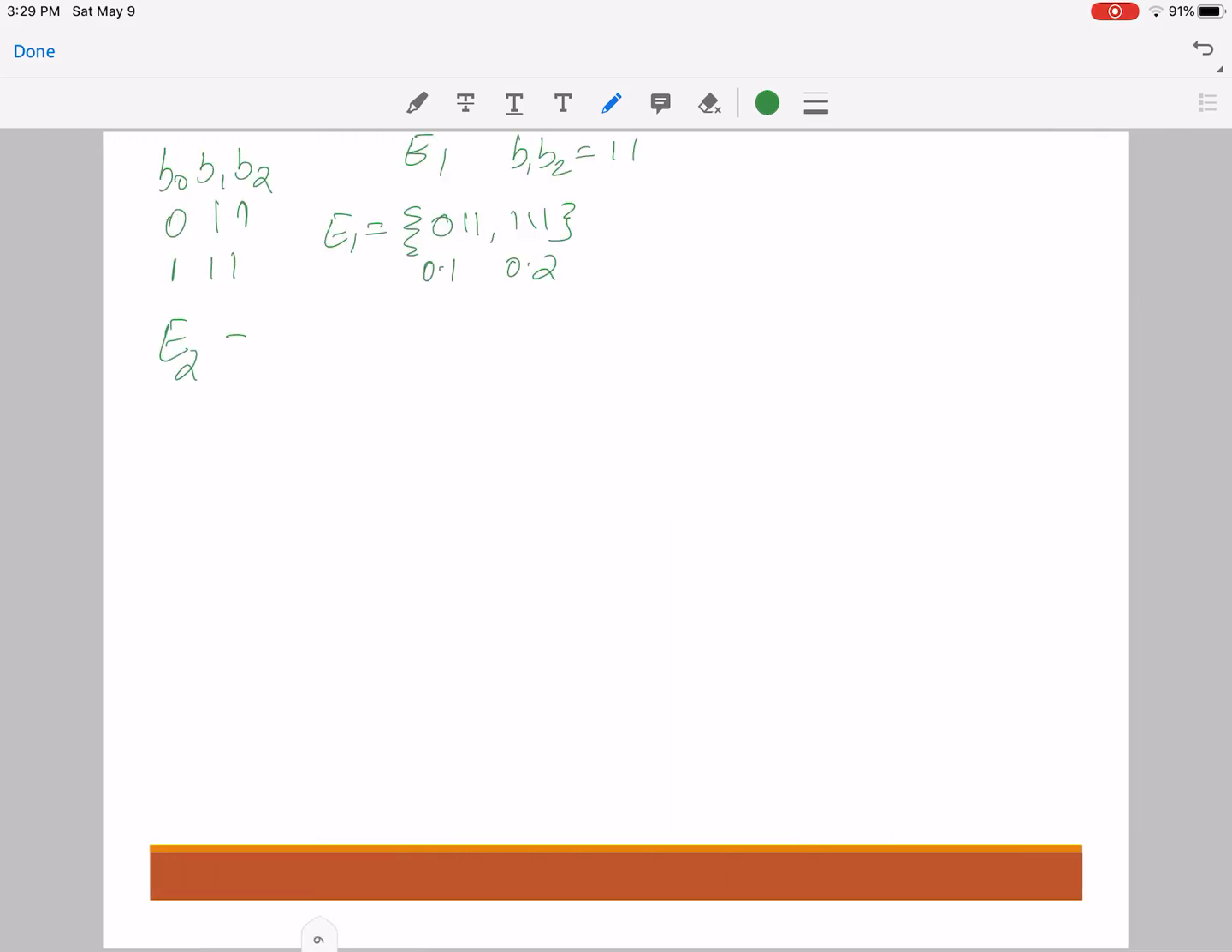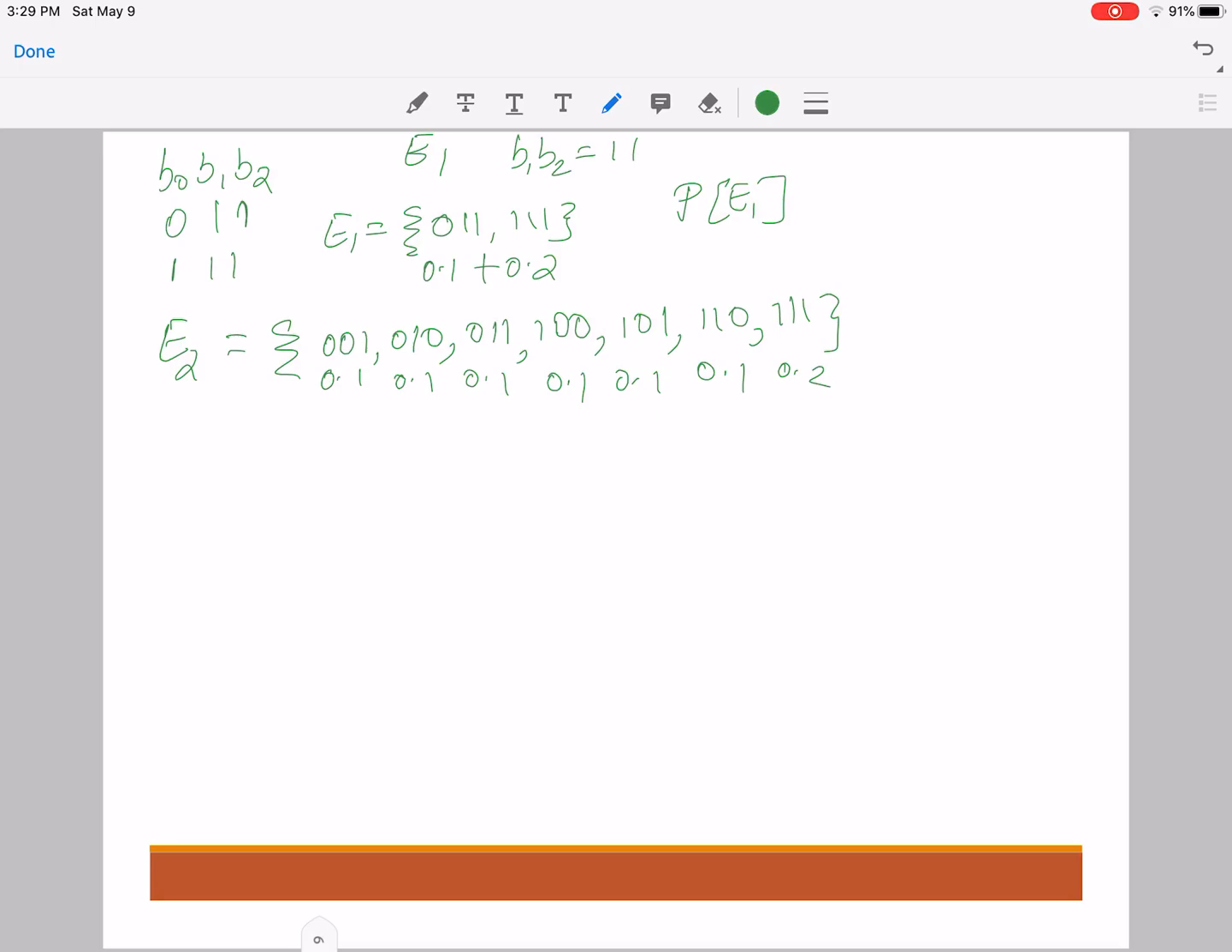So here E2 will comprise these outcomes, everything else except for 0, 0, 0. So this will have 0, 0, 1, 0, 1, 0, 0, 1, 1, 1, 0, 0, 1, 0, 1, and 1, 1, 0 and 1, 1, 1. And the probabilities are 0.1, 0.1, 0.1, 0.1 as given in the problem statement, and the last one is 0.2. We need to find whether E1 and E2 are independent or not. Probability of event E1 will be equal to the sum of the probabilities of the outcomes in this event. So this gives me the probability of E1 as 0.3.